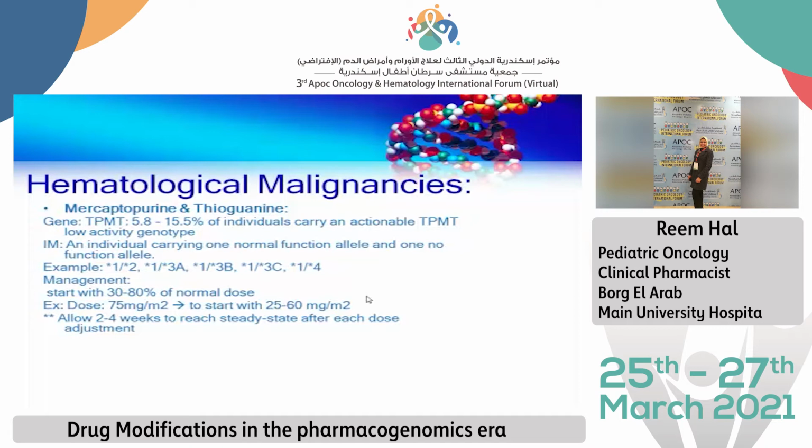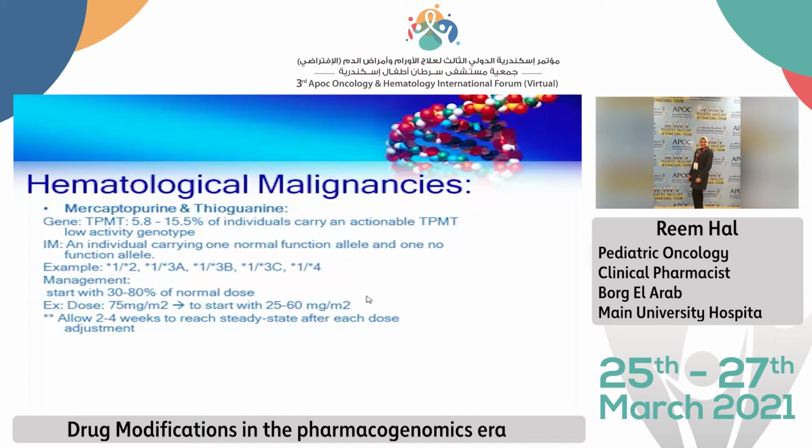IM stands for intermediate metabolizer. He is an individual who is carrying one normal function allele and one no function allele. The example is star 1, star 2. Star 1 is the example of a functional allele and star 2 is the example of a non-functional allele. So one with a normal function and one with no function both make the intermediate metabolizer, or star 1, star 3A, star 1, star 3B, star 1, star 3C, or star 1, star 4.